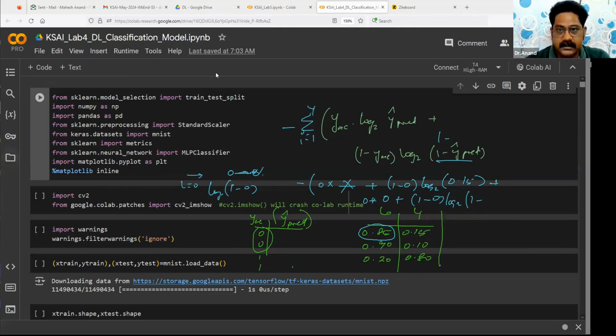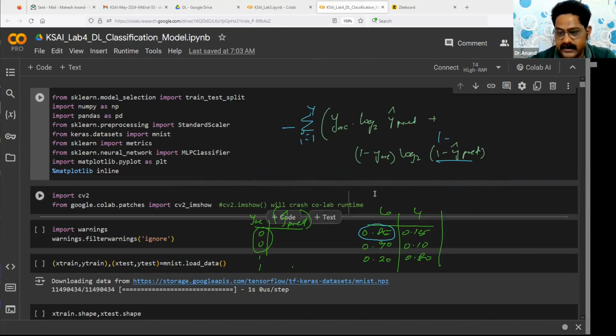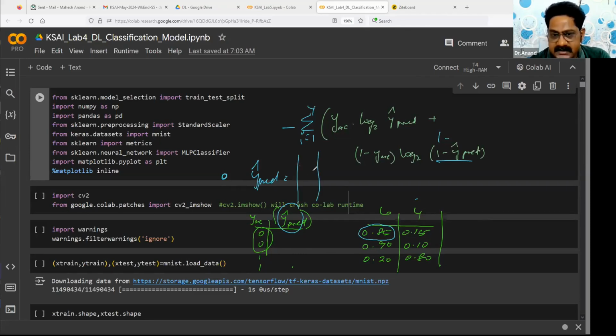See, I made a mistake. Let me erase this. Whenever we substitute the value in the context of binary, whatever your y cap predict is, this y cap prediction probability, in the context of single node output, all these probabilities are considered as label 1 probability. So I should consider this as my y cap predict in the context of label 1.